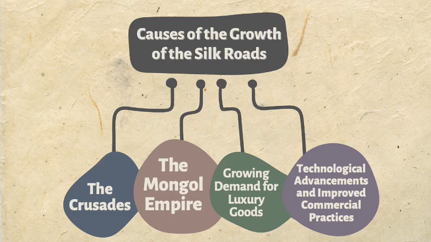So let's examine the causes of the growth of the Silk Roads. We will first take a look at what helped cause the growth and expansion of trade networks after 1200. The Silk Roads were helped by many coinciding factors, including new empires like the Mongol Empire. Conquest often leads to new connections. The Crusades, same idea, conquest leads to new encounters and connections. Growing demand for foreign goods, and improvements in both commercial practices and transportation technology.